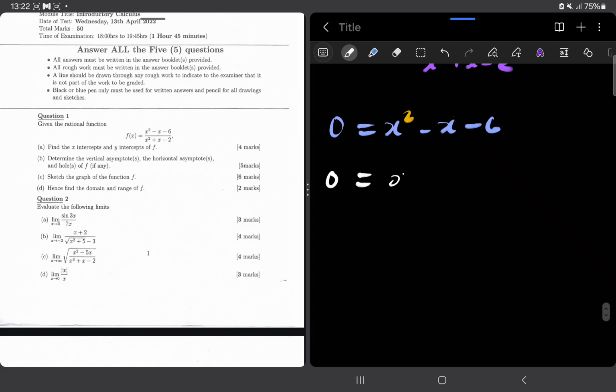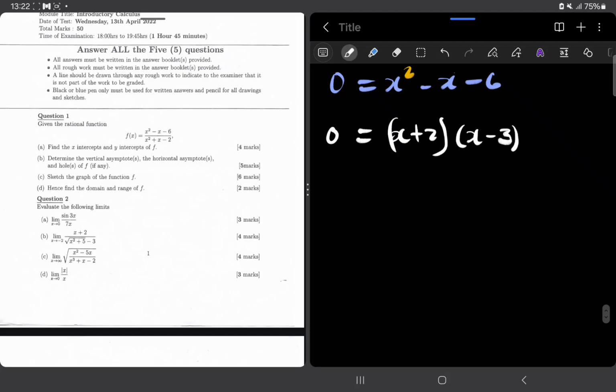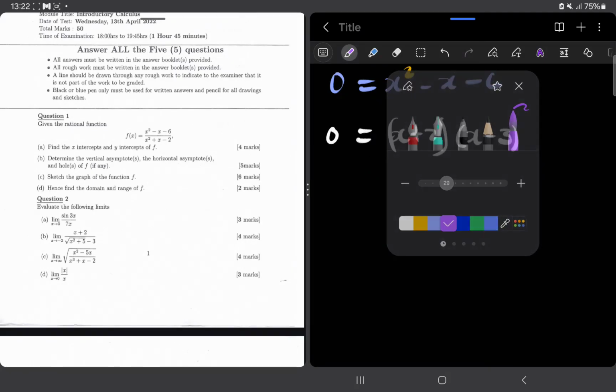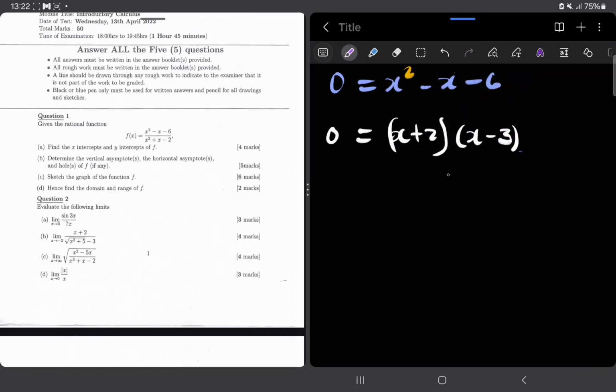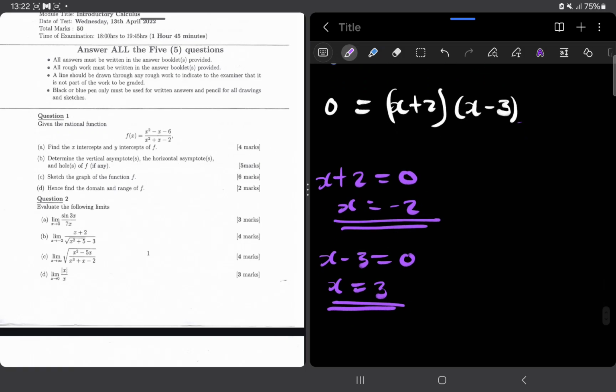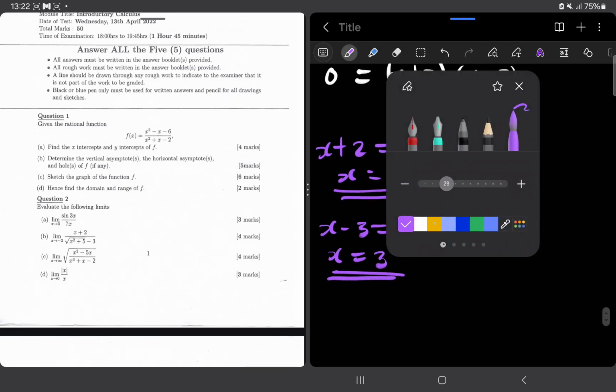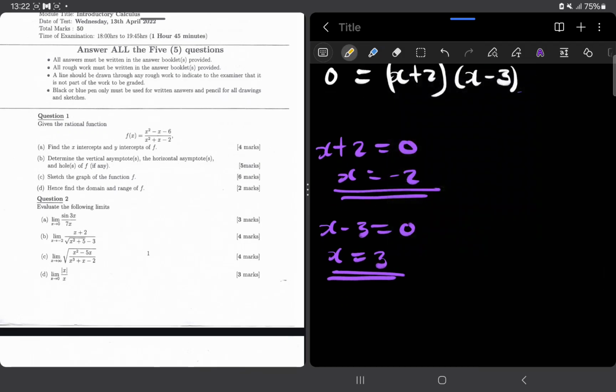So 0 is equal to x plus 2 because it was a positive 2, and x minus 3 because we had a negative 3. Now both of them are multiplying. These two are multiplying to give you 0. So what does it mean? It means one of them is 0 or both are 0. So you can say x plus 2 is equal to 0, which means x is equal to negative 2. Then the other one, x minus 3 is equal to 0, which means x is equal to positive 3. And this is your final. Here you have your solutions, but these are what? These are the x-intercepts.